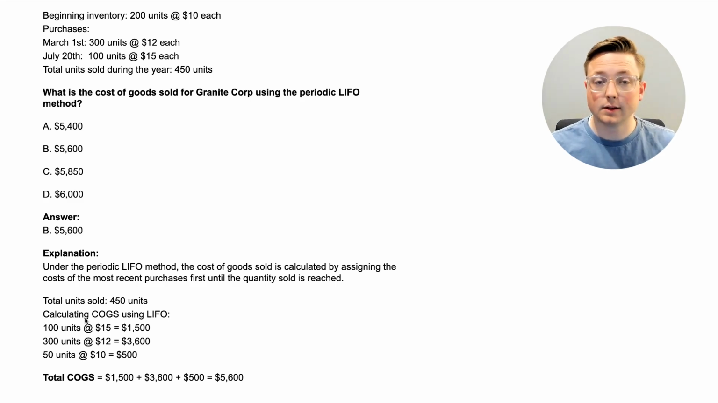We know that we're using LIFO, which is again, last in, first out. So the most recent things that we purchased are going to be the things that we sell first. So with that in mind, we go here, 100 units at $15. What is that? That is the July 20th purchase because that was the most recent purchase. And then we can use 300 units from the March 1st purchase.